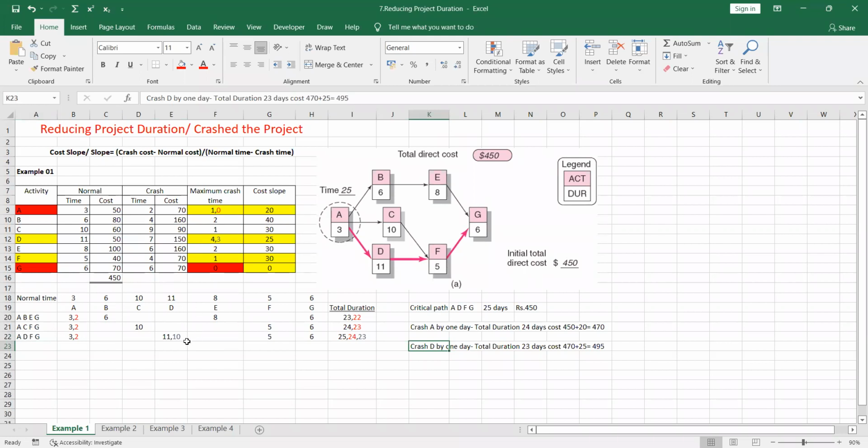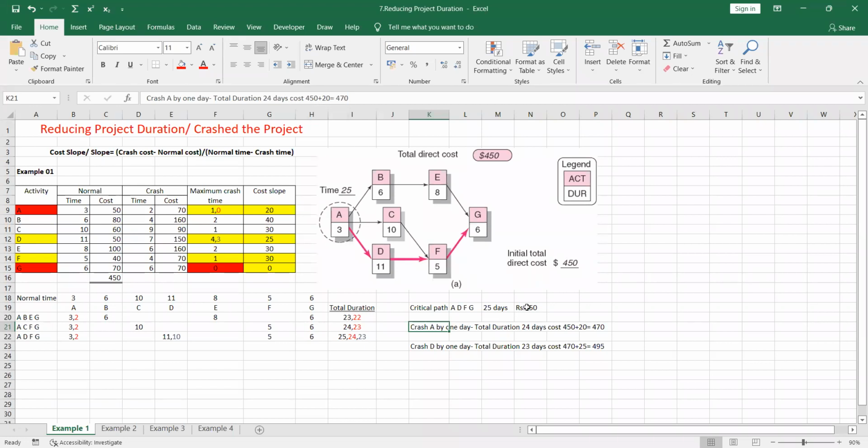So crashing D by 1 day means D is only in this path, right? So crash D by 1 day means you have to cut the 11 and make it 10. So after making it 10, this path duration now becomes what? 23, right? So the total I forgot to mention: when we crashed activity A by 1 day, the critical path became 24, this path. So the total duration is 24 days.